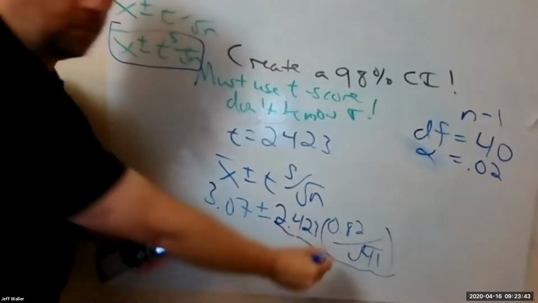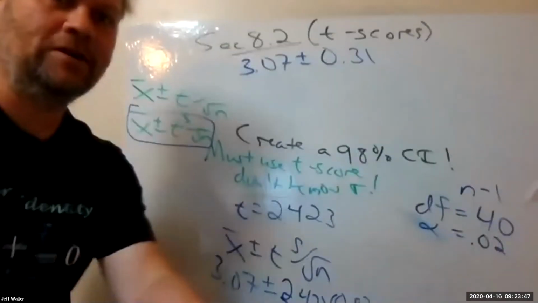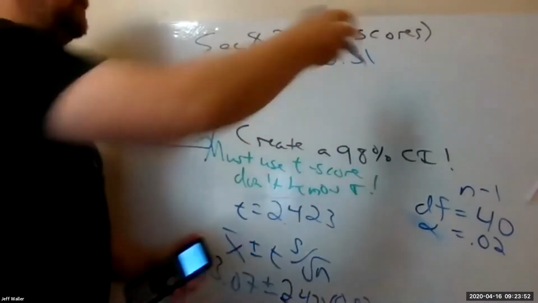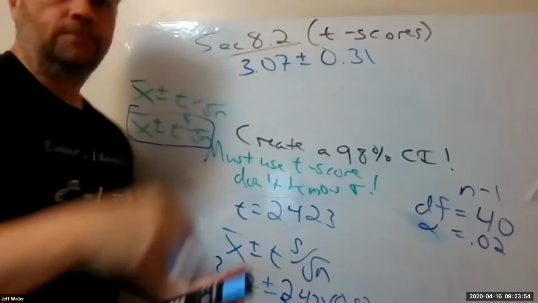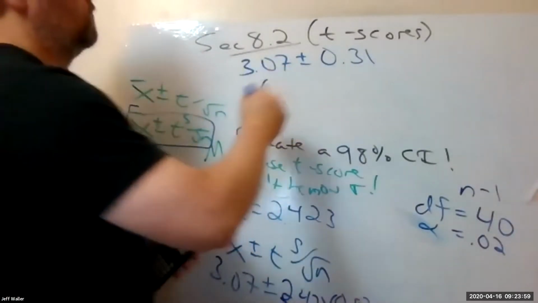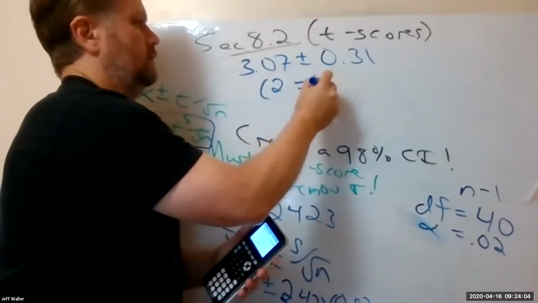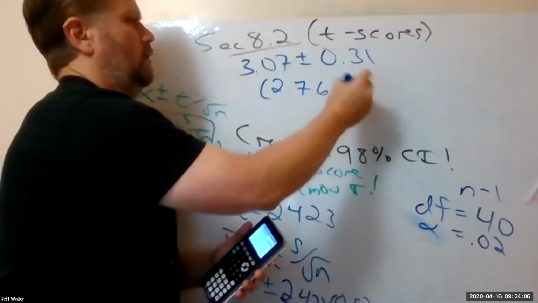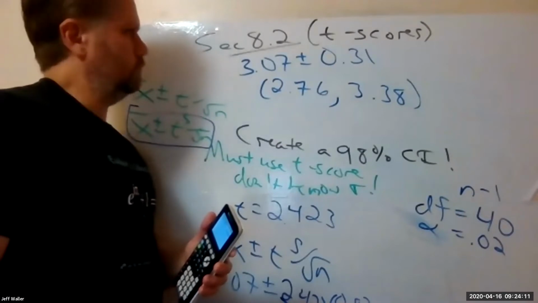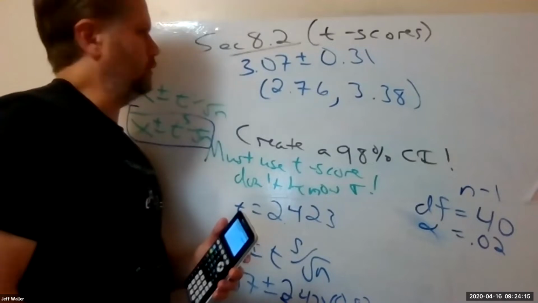So we just did this part here. Hey, there's work. So now I got 3.07, give or take 0.31. And now I just subtract it and you add it, right? So you'll get 2.76, up to 3.38.